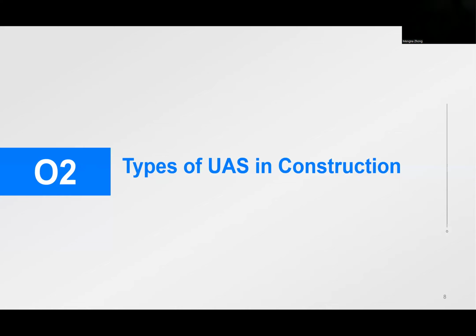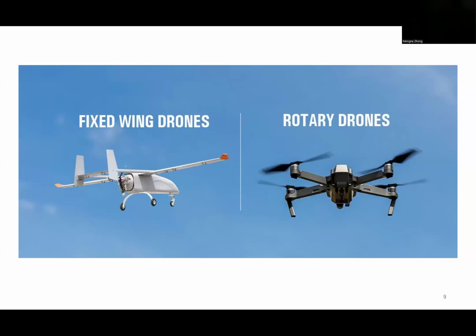Moving to the next topic. There are two types of drones used in construction. They each have their own features and functions. Here in the image, fixed wing drones and rotary drones. I show the image to help us better understand what they look like. And also from the design, we can tell why they play different roles in construction.